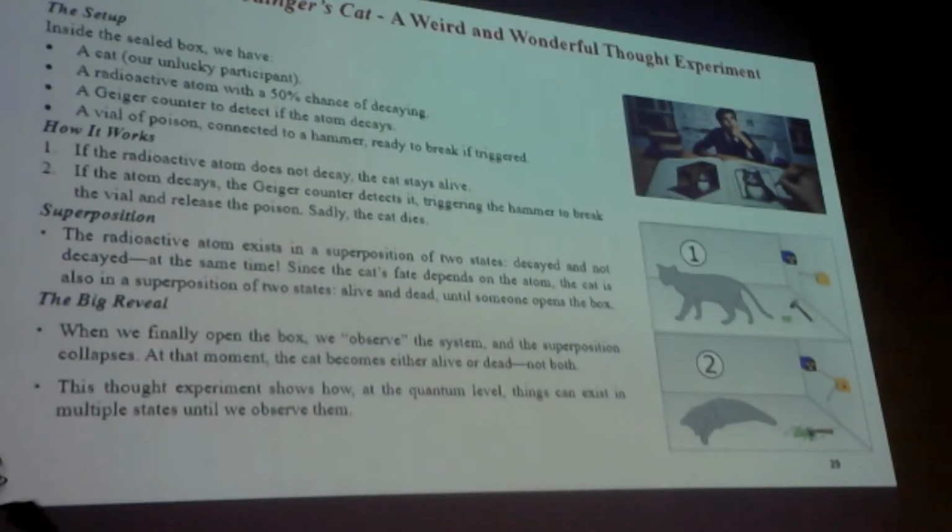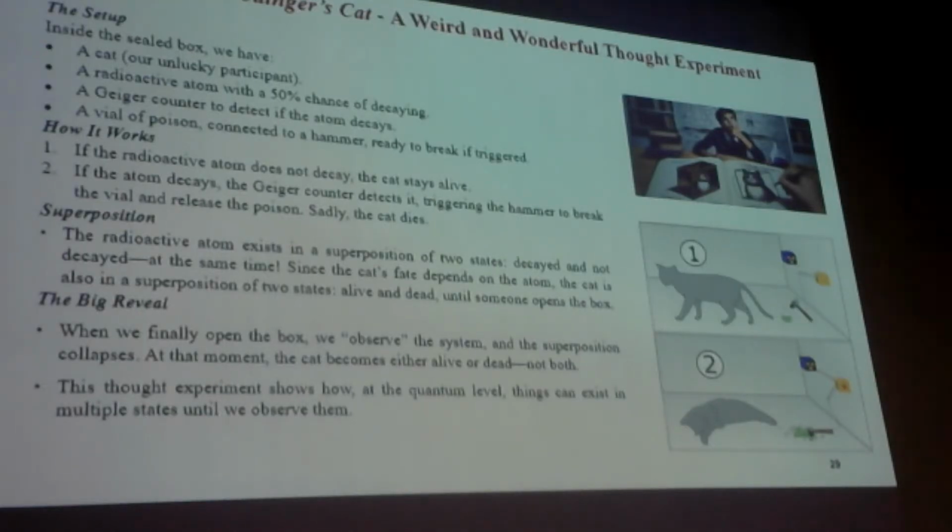That means when an observer opens the box and observes, that's the measurement time. Until then, it is in superposition. Only later, when you open and see, does it stop being in a superposition condition. You will find the cat either dead or alive, one of the states. So the big reveal is when we finally open the box, we observe that the superposition collapses. At that moment, the cat becomes either alive or dead, but not both.